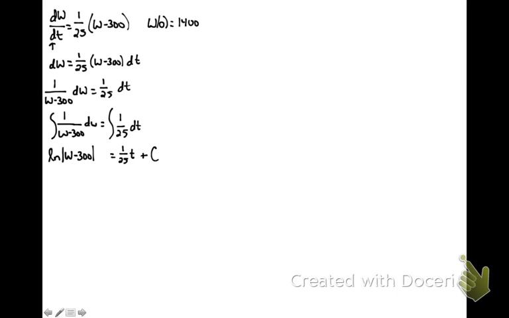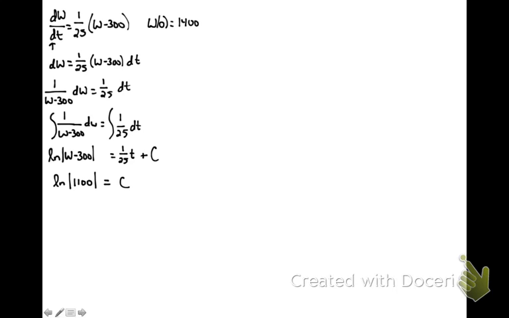Now that I've got plus C, I can use my initial value, that w of 0 equals 1400, so that I can solve for the constant. Remember, that meant that when t was 0, w was 1400. So when I solve for C, when t is 0, I'll have the natural log of 1100, because 1400 minus 300 is 1100, equals C, because 1/25 times 0 is 0. I know the value of the constant.